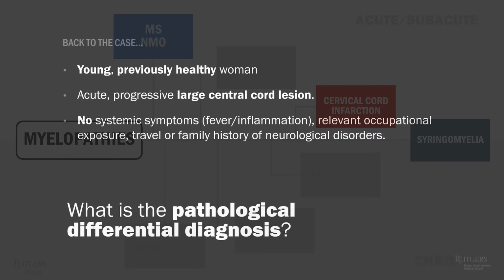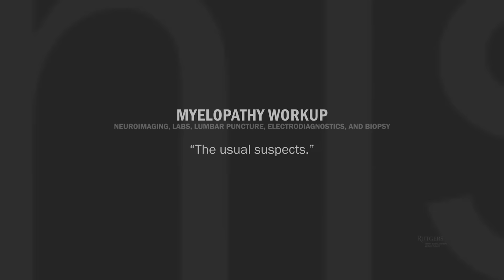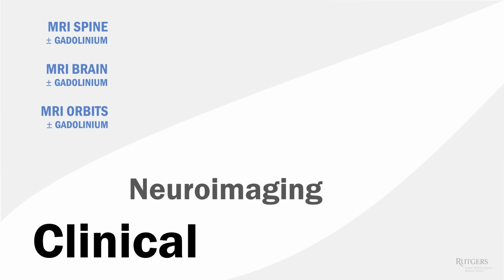But how do we confirm our final diagnosis? To answer that question, we need to spend a little time reviewing our diagnostic options. The first and most important diagnostic tool is still a detailed history and neurological exam. Earlier, I gave you several examples how many diseases can have the same imaging picture, but neuroimaging can still be helpful. The best initial test is the MRI of the spine with and without gadolinium.